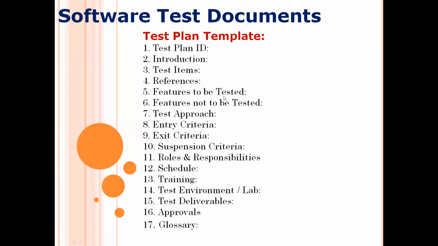Next, features to be tested. This is a listing of what is to be tested from the user's viewpoint of what the system does. This is not a technical description of the software, but the user's view of the functions. Next, features not to be tested. This is a listing of what is not to be tested from both the user's viewpoint of what the system does and a configuration management or version control view.